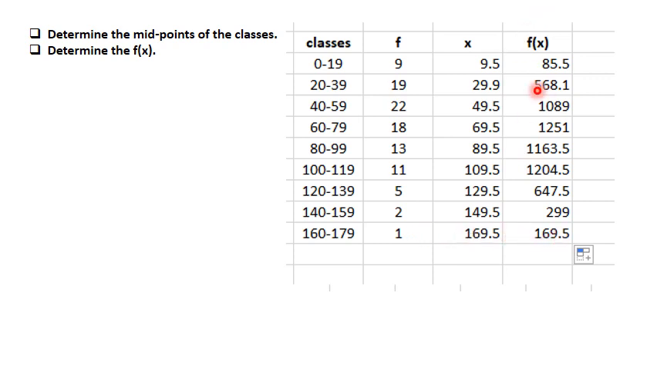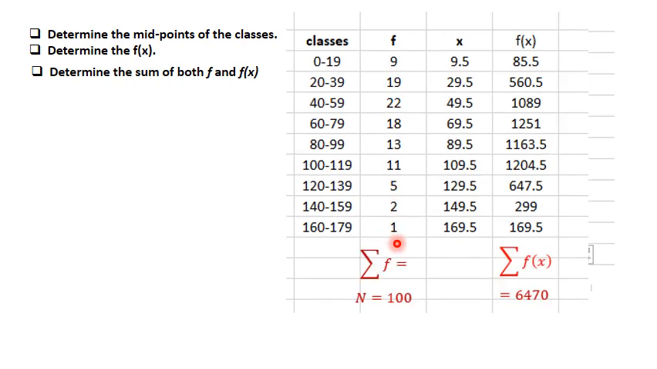So in that step, we develop the fx column, and now we go to looking for the sum of f and sum of fx. Now, sum of f is just the addition of these values here: 9 plus 19 plus 22 plus 18 all through up to plus 1. And that gives us 100. So sum of f is 100. The same case for sum of fx, we just add these values in the column of fx. We add them all through. The values will add up to 6,470. So that's the next step there.